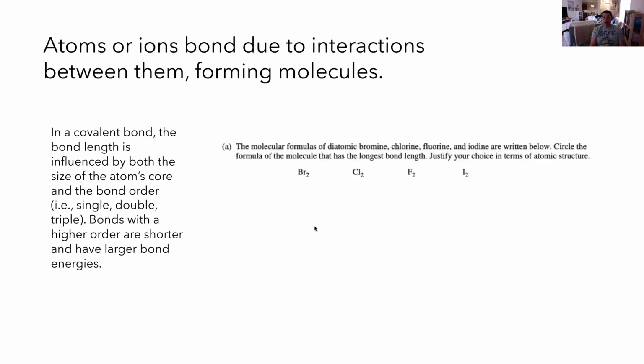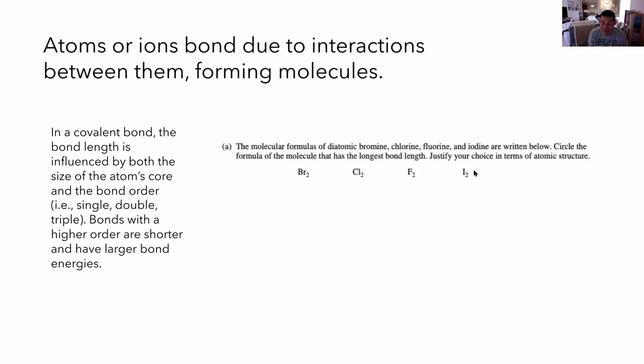All right, bond length was used in 2019. It was part of an open-ended question. So the molecular formulas of diatomic bromine, chlorine, fluorine, and iodine are written below. Circle the formula of the molecule that has the longest bond length. Justify your answer in terms of atomic structure. All right. This is a one-point question, but it's a really easy one.